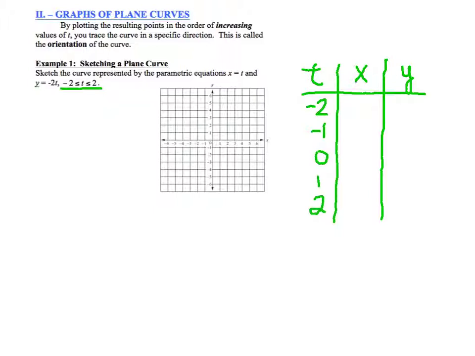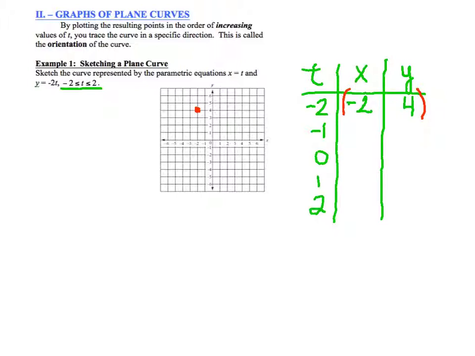So if we plug a -2 in for x equals t, then you're going to find out that x equals -2. And then if you plug -2 in for y equals -2t, you're going to find out that y equals 4. So your actual ordered pair that you have to plot is the point -2, 4. So we're going to go back 2 and up 4. Plot a point right there. And then you need to fill in the rest of your chart.